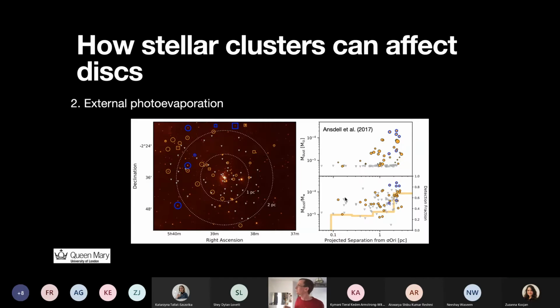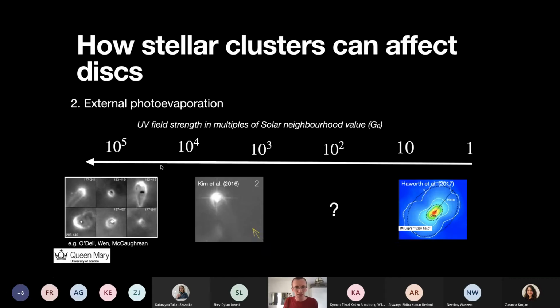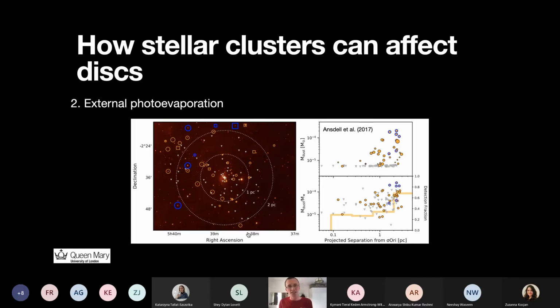But we can indirectly also search for evidence that the radiation is affecting these disks. So this is a direct observation. You know, we're saying, here's a disk, oh yes, it's being evaporated, and here's another one, yes, it's being evaporated. But we can also take a statistical approach to see what the radiation might be doing to the disks.